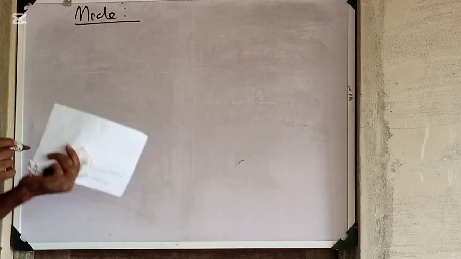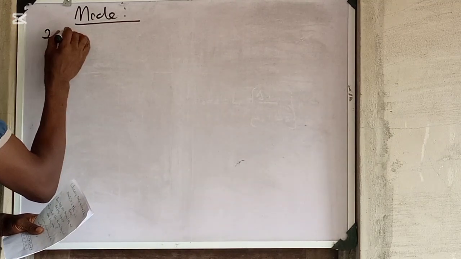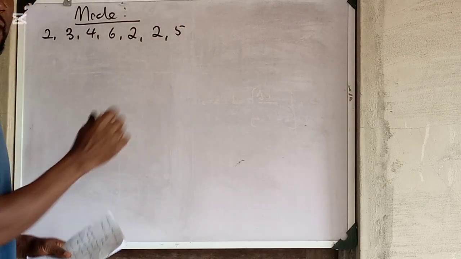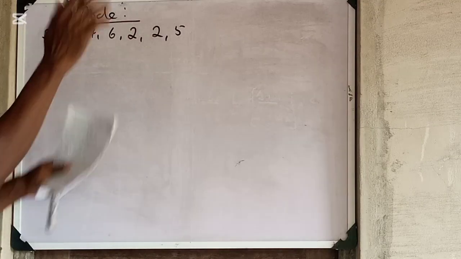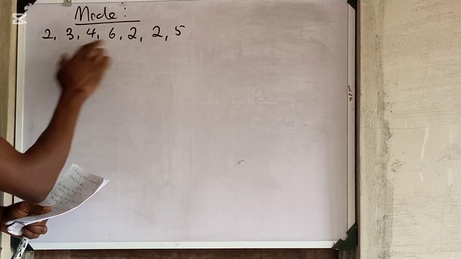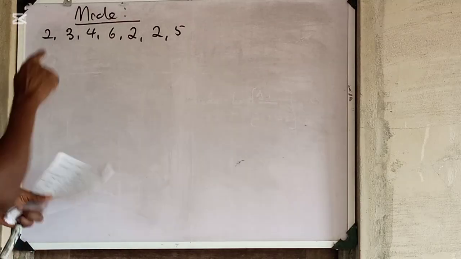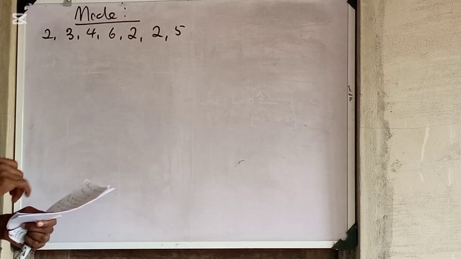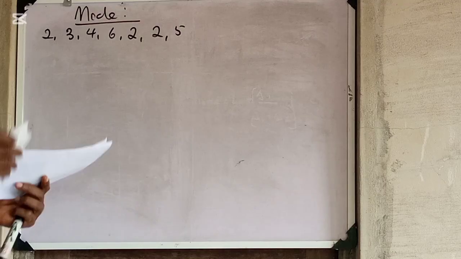Mode is simply the set of information with the highest frequency. That means if I have 2, 3, 4, 6, 2, 2, 5, and so on, this is ungrouped because it's just randomly written. If I want to calculate the mode, I'll simply look at the number that has the highest frequency, that appeared most. If you look at it, we have 2, 2, 2. So 2 is our mode. This happens when we're talking about ungrouped data.